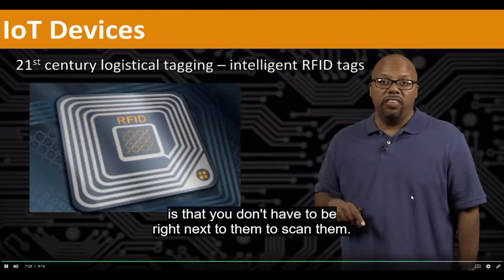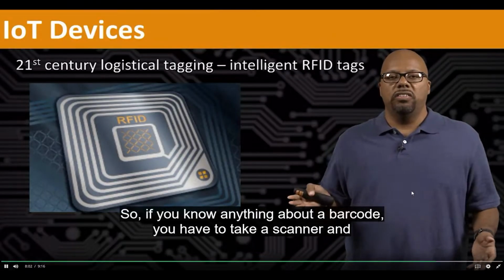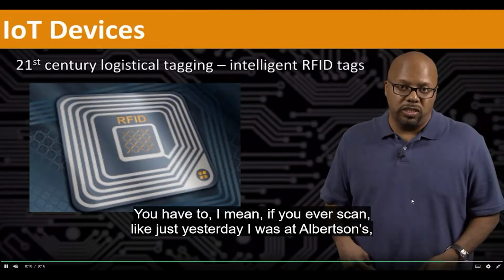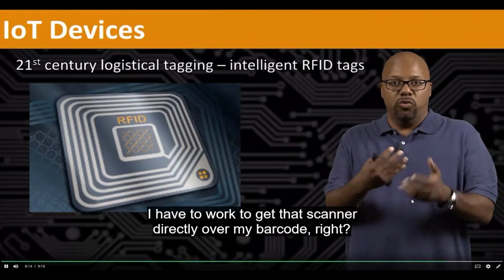So RFID tags, another benefit of these is that you don't have to be right next to them to scan them. If you know anything about a barcode, you have to take a scanner and put it right up to the barcode in order to scan it. And you have to try, right? Just yesterday I was scanning food out, I have to work to get that scanner directly over my barcode, right?